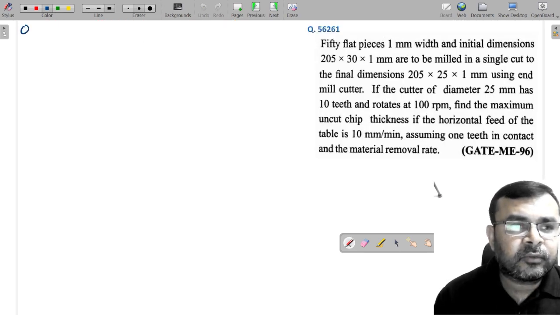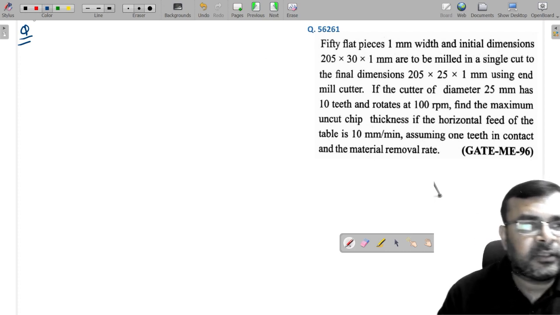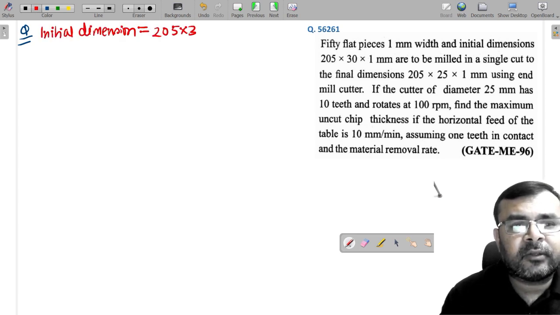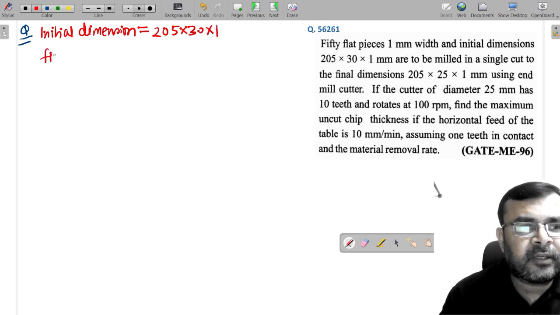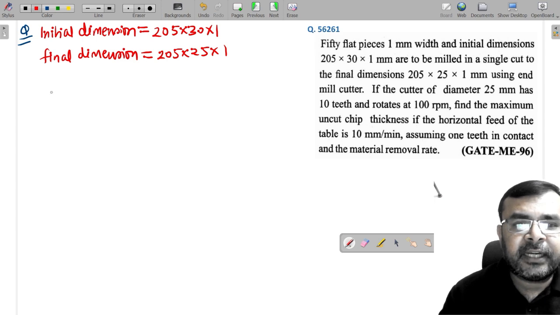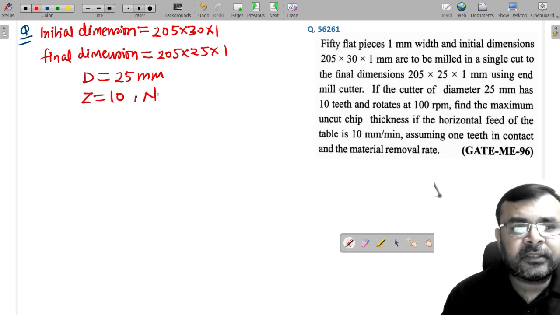Now in this question, a flat piece is given. First I am writing the initial dimension, which is 205 into 30 into 1. Similarly, the final dimension can be written as 205 into 25 into 1. Using an end mill cutter, the diameter of the cutter is 25 millimeter and it has 10 teeth, so Z is equal to 10, and the speed is 100 rpm.